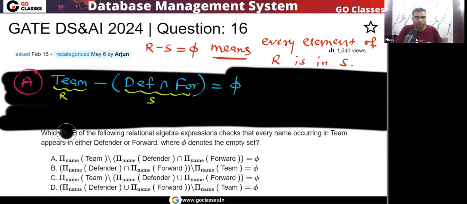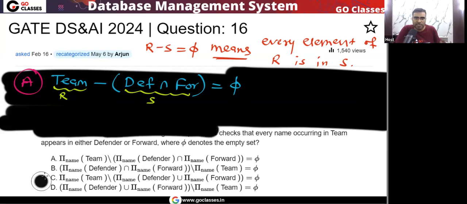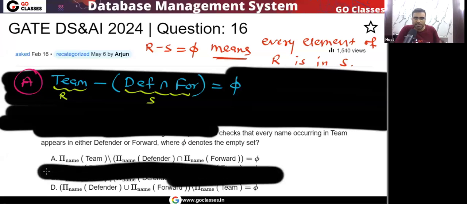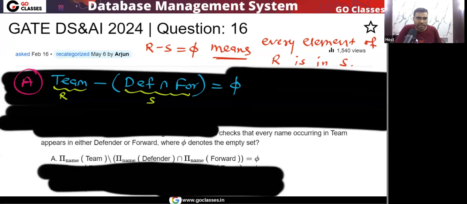So I can say that option A is checking, let's remove the remaining options, what option A is checking. Option A is checking "and". So here you write "and". That will be your answer. This is what option A is checking: that every name in team appears in defender and forward.